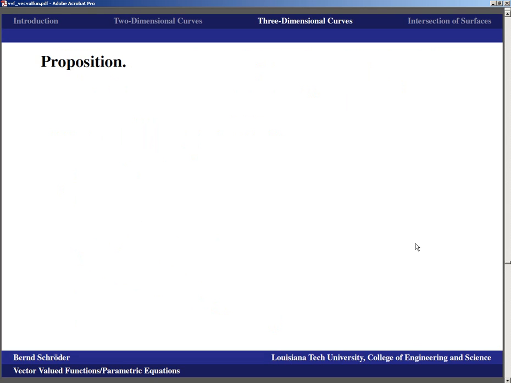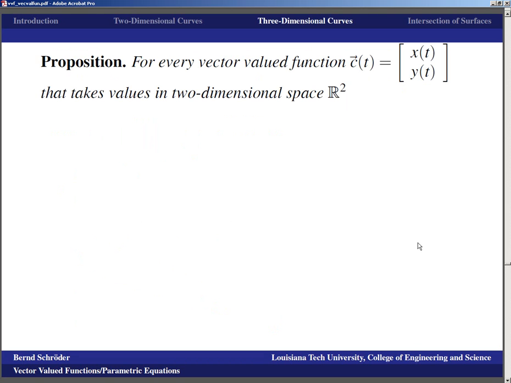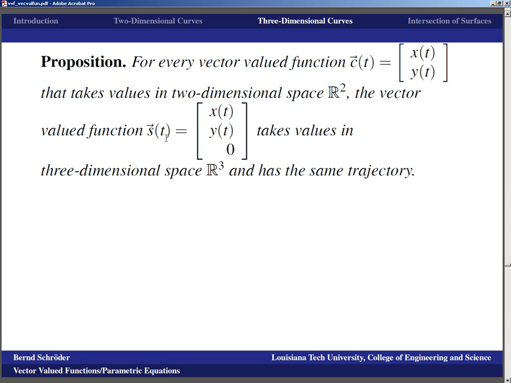And now we're ready for the three-dimensional curves. And again, the first example of three-dimensional curves is really just the reassurance that everything we've done in 2 dimensions can be embedded in 3 dimensions, because for every vector-valued function x of t, y of t, that takes values in 2-dimensional space r2, the vector-valued function s of t, being x of t, y of t, and 0, takes values in 3-dimensional space r3 and has the same trajectory.